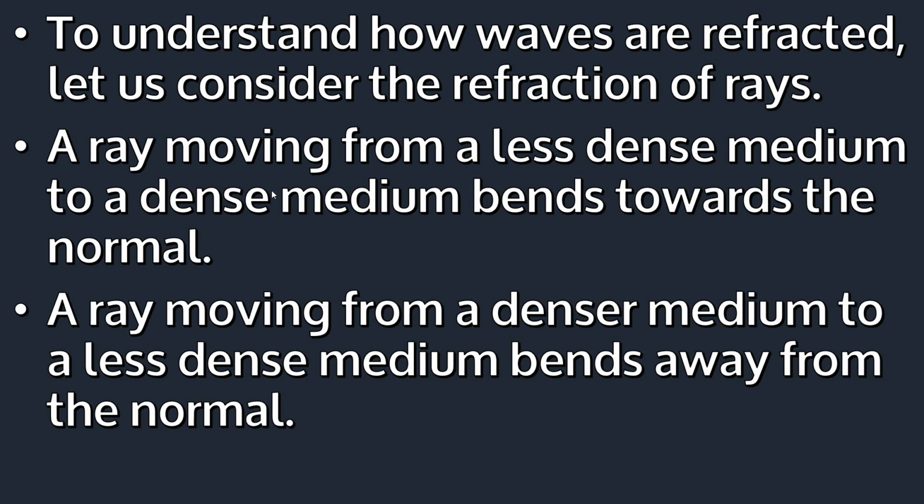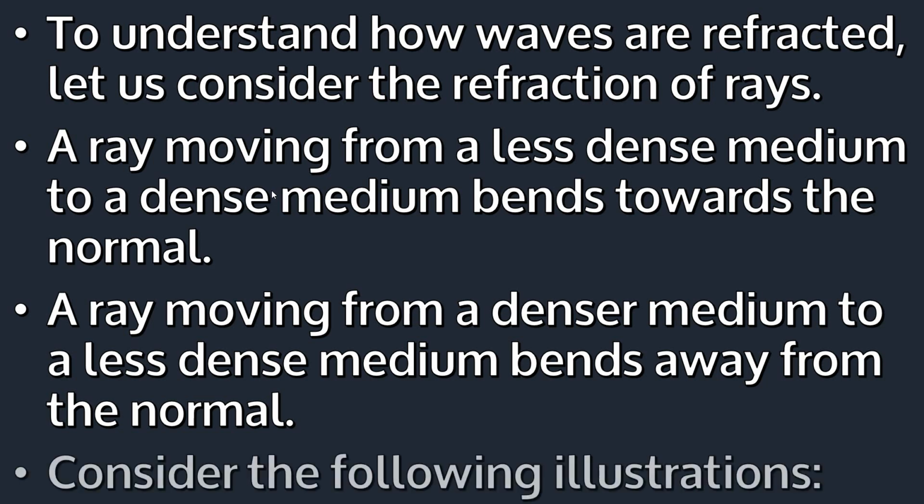So a denser medium is like traveling where there is a jam. You cannot move very fast. And a less dense medium is like traveling where there is less jam and you have a car. You can just step on the accelerator and zoom, move very fast. So we are saying that a ray moving from a less dense medium to a denser medium bends towards the normal. Note that. And the one moving from a denser medium to a less dense medium bends away from the normal. Now consider the following illustrations to understand this.